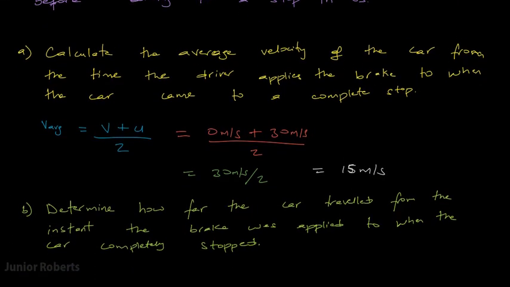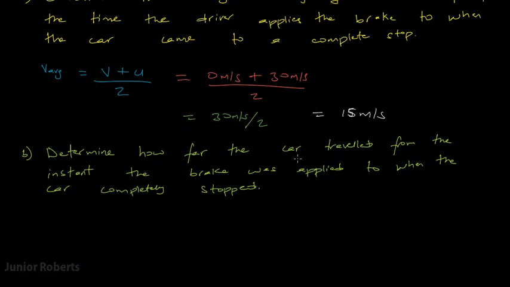Next it says we're to determine how far the car traveled from the instant the brake was applied to when the car completely stopped. So we can take our expression where V is equal to the displacement over time. In this case, we're going to be using the average velocity for V, and we're going to solve for the displacement S, which is the distance he would have traveled from when he applied the brake to when he came to a stop. So we're going to transpose to make S the subject. When we do so, S is equal to the velocity multiplied by time. And again, we're going to be using the average velocity.